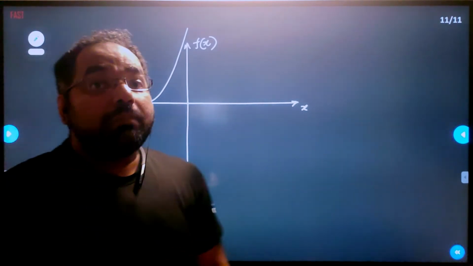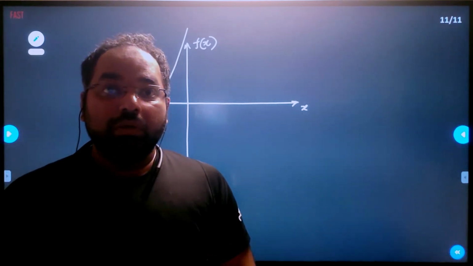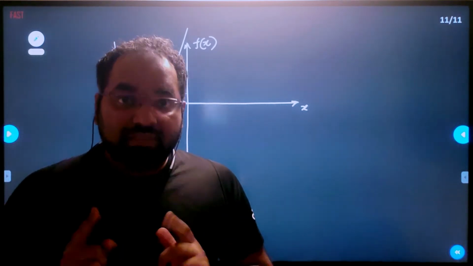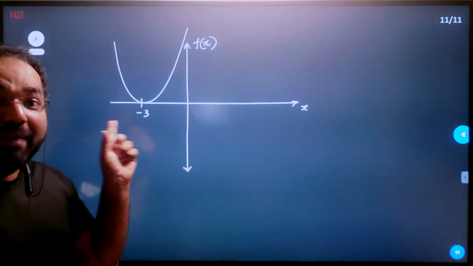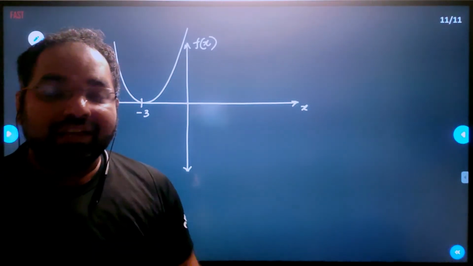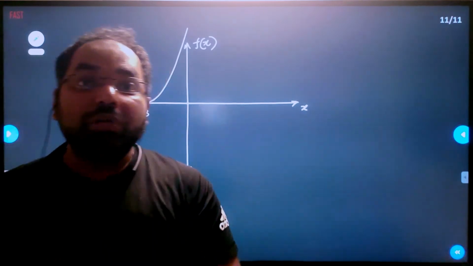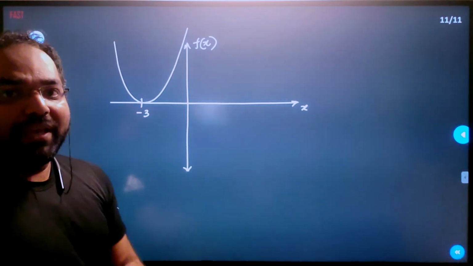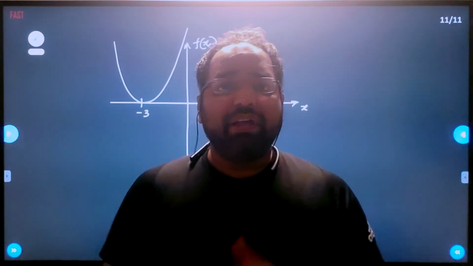Sir, but a quadratic polynomial should have two zeros, sir. Here it has only one zero. What do we do? Think. Tell me what you think it is. The answer is, since minus 3 is one of the zeros, the second zero is also minus 3. So this is a situation where alpha and beta are equal to each other and both are equal to minus 3. The next question is, sir, how is that even possible? How can I have alpha and beta equal to each other?